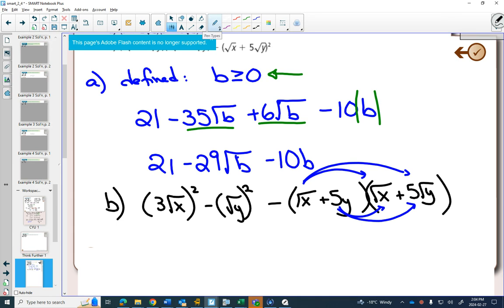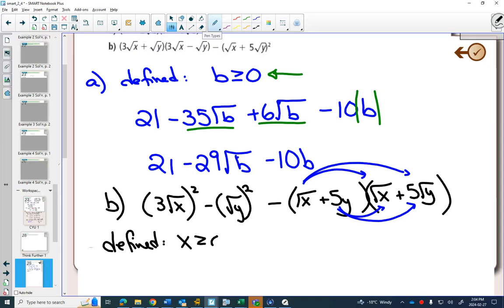So, if I square this, oh, we didn't do where it was defined. Let me just take a moment before I get too far and talk about where things are defined, because it's going to make a difference whether I have to use absolute value bars or not. So, checking this out, x has to be bigger than or equal to 0.